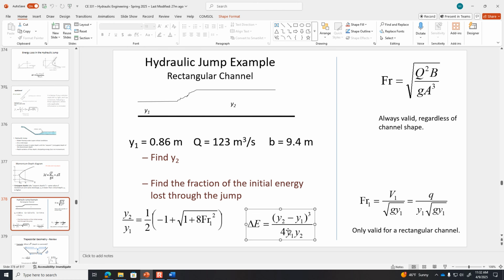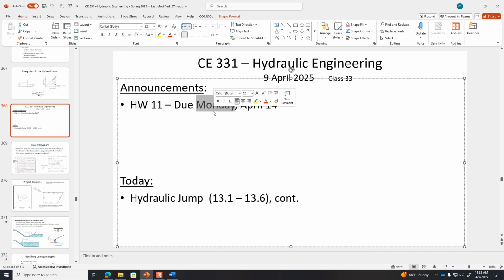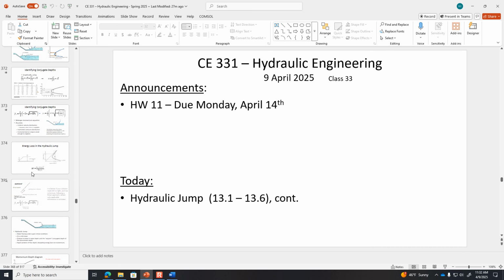So you can use the delta E formula, or you could just find E1 versus E2. The change is the delta E, and then divide it by the initial specific energy upstream prior to the jump. All right, so that's your first exposure to the Belanger Momentum Equation. I think between the demo with Excel and having this equation in your hands enables you to solve homework 11. I think that's basically all of it.